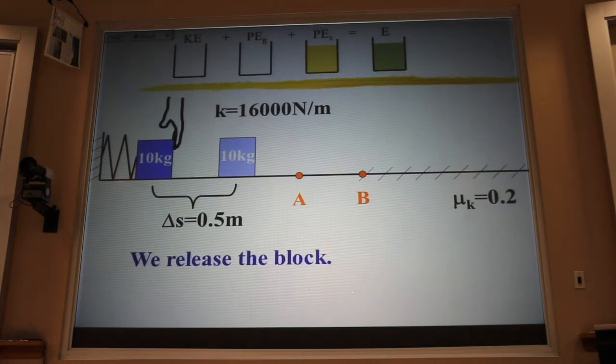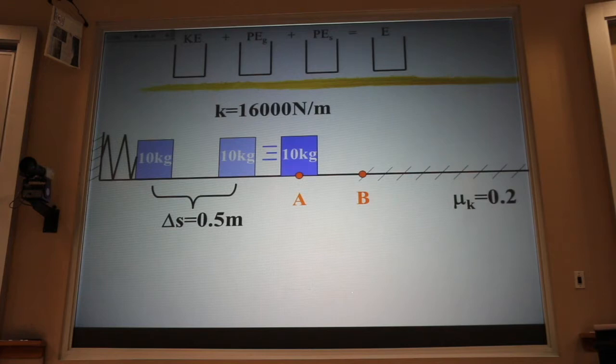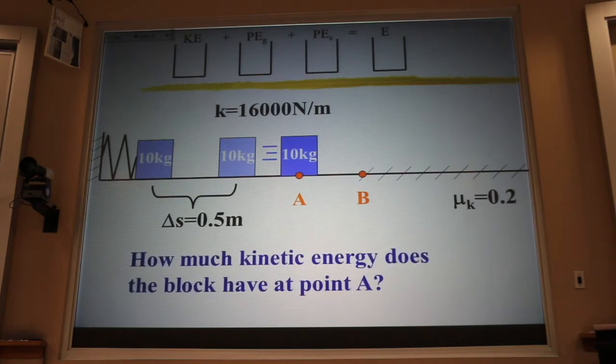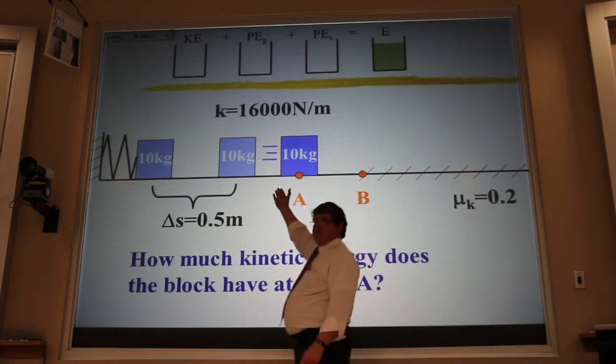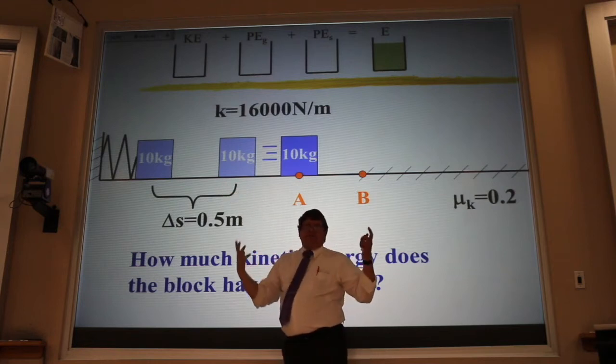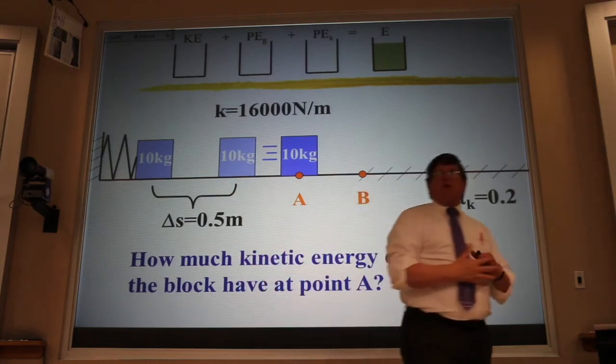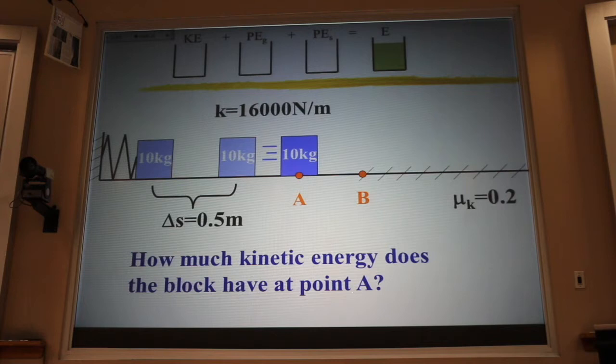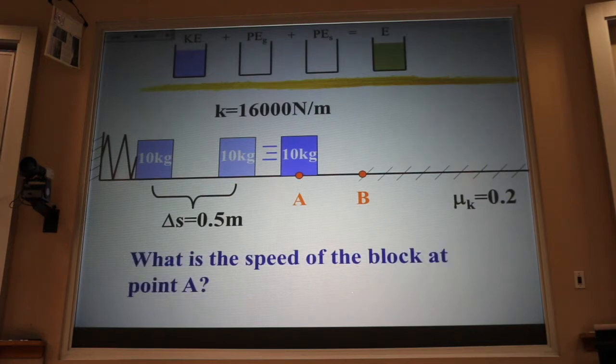Now, we release the block and we asked how much kinetic energy does the block have when it gets away from the spring? The simple way to answer this is to say, hey, I had 2,000 joules and I didn't get robbed. I'm on a frictionless floor. There's nothing that's taken energy away, and so I must still have 2,000 joules, but now it's in the kinetic energy bucket. And that allows me to figure out how fast the block is going.